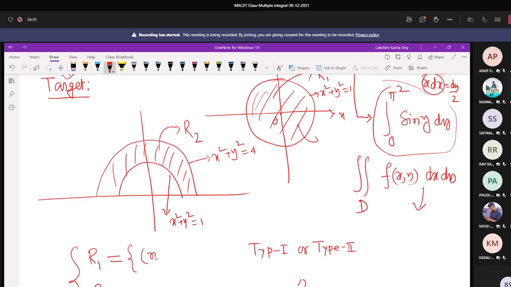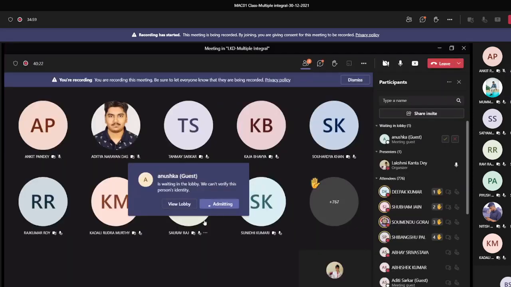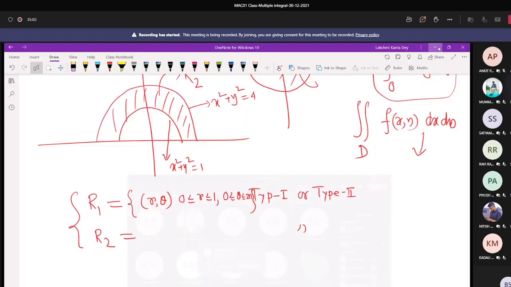It is r comma theta, where r is 0 less or equal to r less or equal to 1, and theta is 0 less or equal to theta less or equal to twice pi. It is full rotation. Now, what is your R2? R2 is r comma theta in terms of polar coordinate system. So r is 1 less or equal to r less or equal to 2, and theta is 0 less or equal to theta less or equal to pi. It is half rotation, not full here, whatever the region R2 is given.